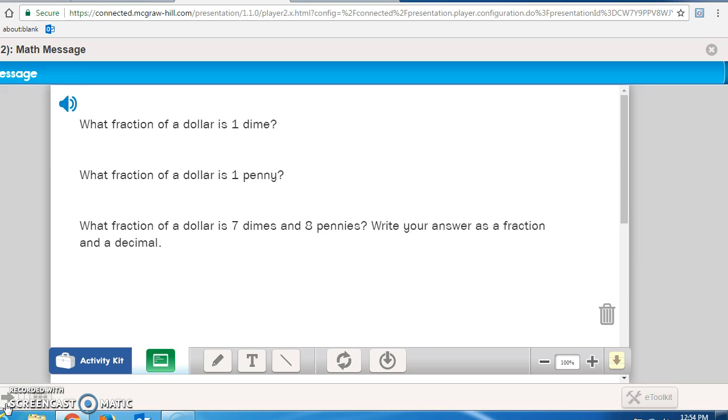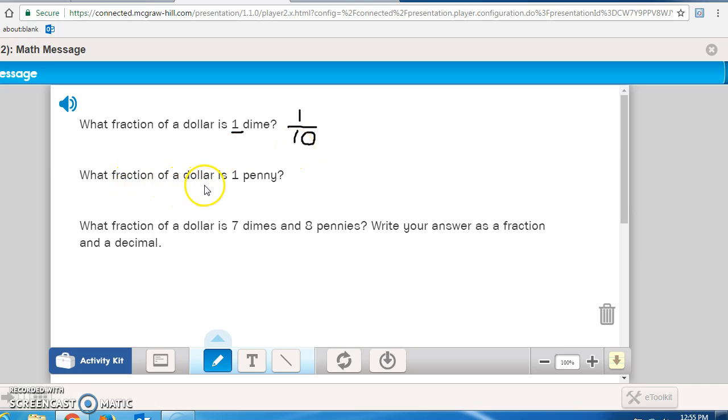So, what fraction of a dollar is 1 dime? In other words, if you had 1 dime out of the number of dimes it takes to make a dollar, what would your fraction look like? Well, the 1 dime is telling you that's your numerator. And how many dimes does it take to make a dollar? It takes 10. So 1 dime is 1/10 of a dollar.